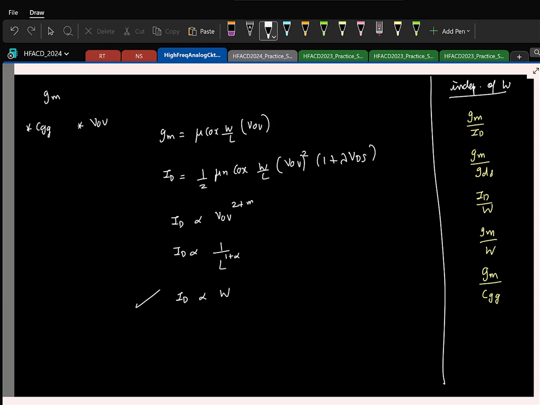Sir, lambda will also depend upon length, right? Correct. Lambda will depend on length, so that's why I said if I increase length, output resistance will also increase. But we can't say anything about the current. No, I mean, for a given current, assume you follow the square law, it's 1 by lambda ID. For a given current, if I increase the length, output resistance increases.